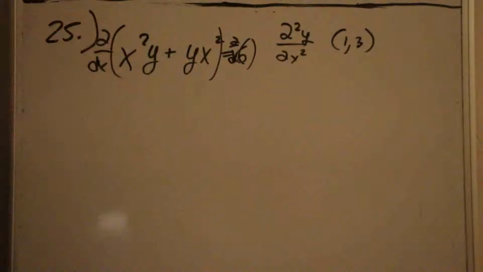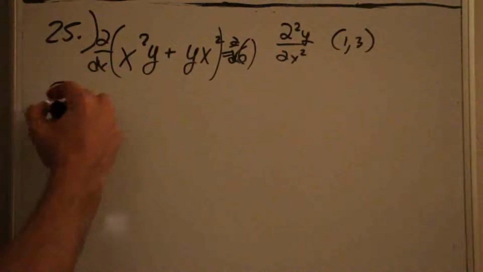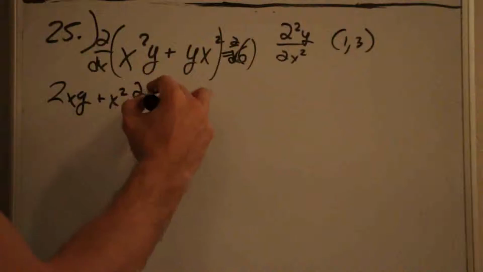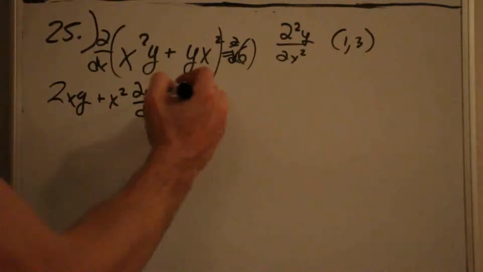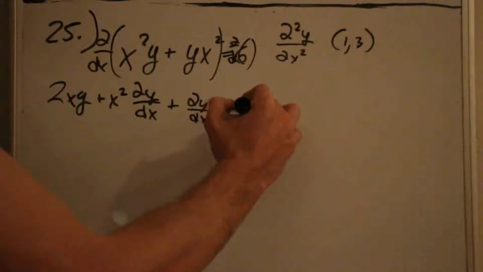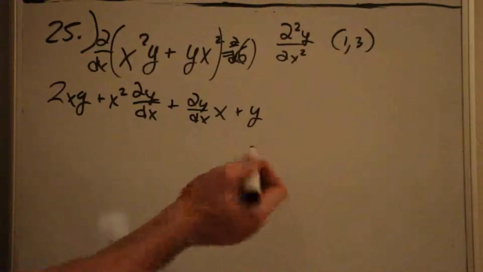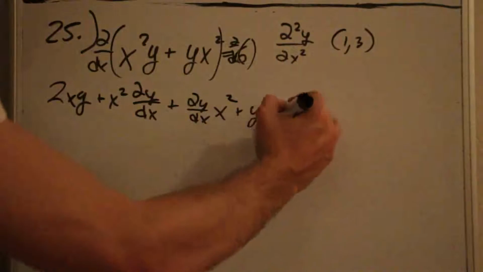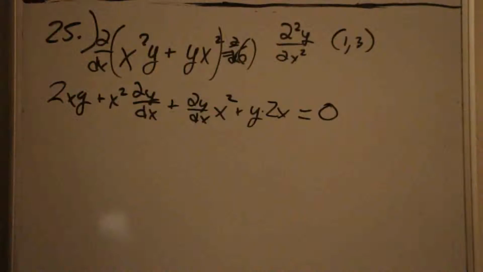So I'm taking the derivative of both sides. This is product rule, so I take the derivative of the first, which is 2x, times the second, plus the first times the derivative of the second, which is dy/dx. Plus the derivative of the first, which is dy/dx, times the second, plus the first times the derivative of the second here. Apologies, that was x squared times 2x, equals the derivative of 6, which is just 0.